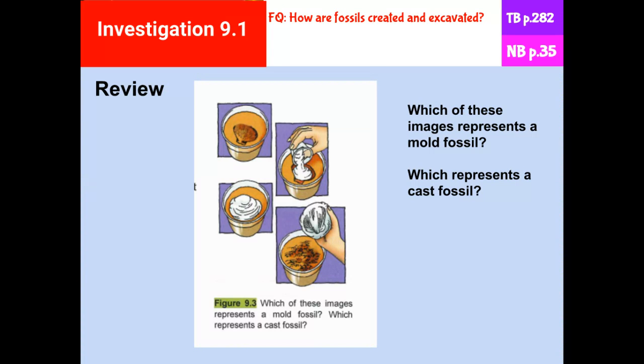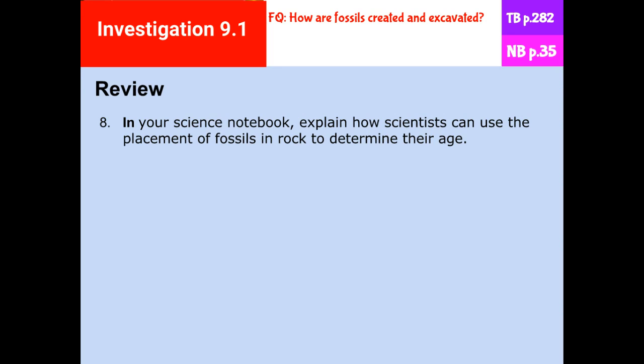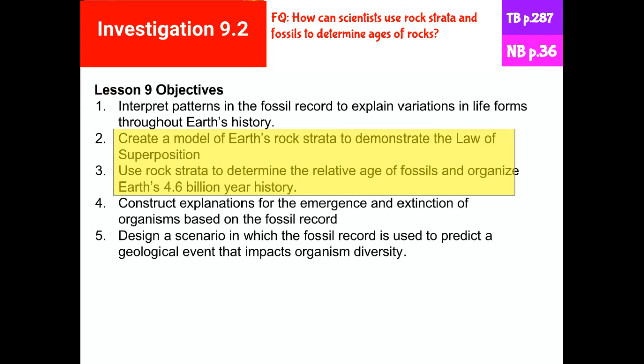Before we begin with 9.2, we want to look back at 9.1, and we want to discuss as a group which of these images represents a mold fossil and which represents a cast fossil. So looking at the Play-Doh with the plaster, which one of these represents a mold and which one represents a cast. And then also looking back at 9.1, number 8, we want to say, in your notebook, explain how scientists can use the placement of fossils in rock to determine their age. We're going to discuss this as a group also.